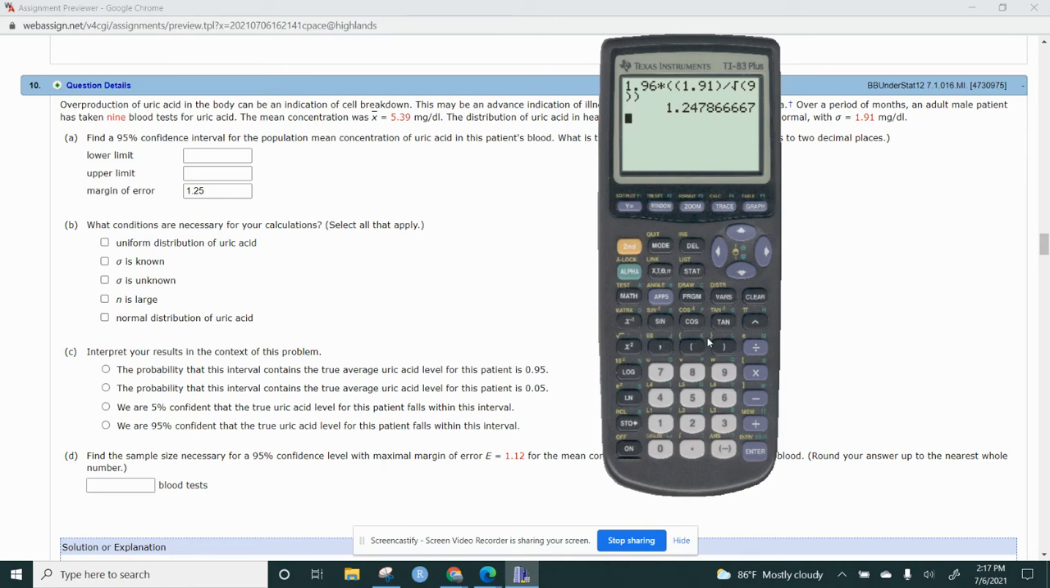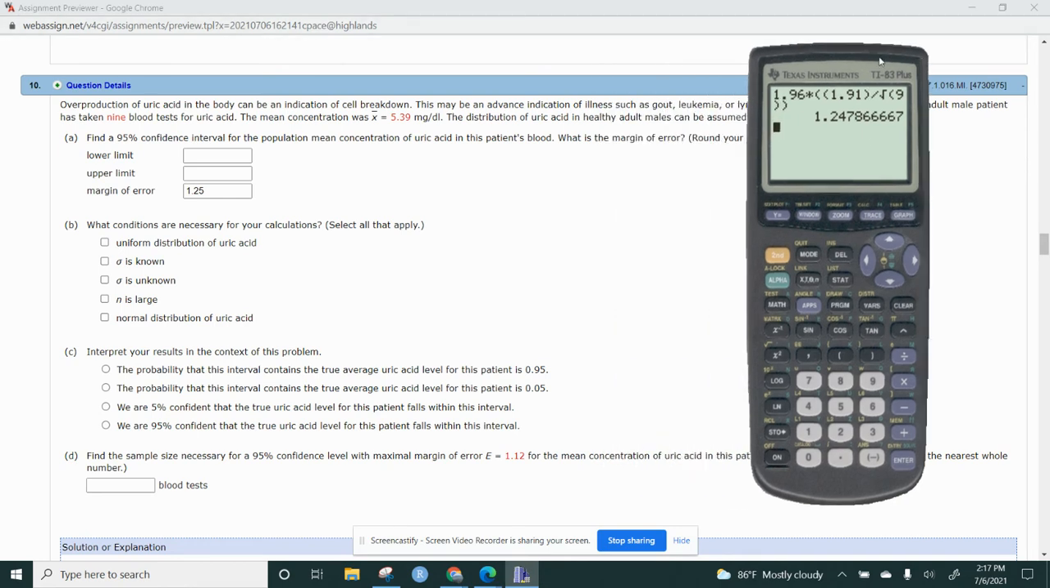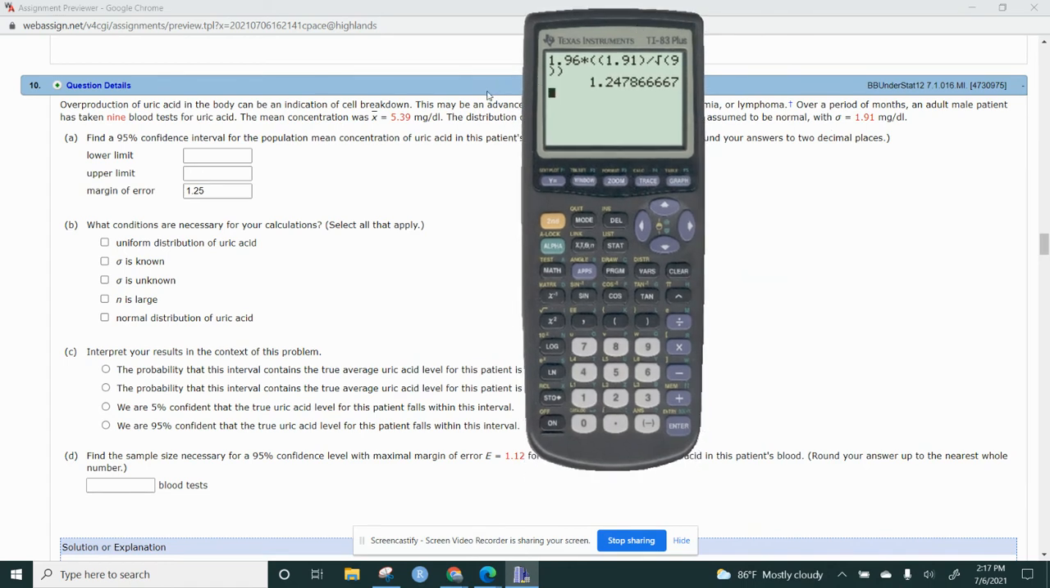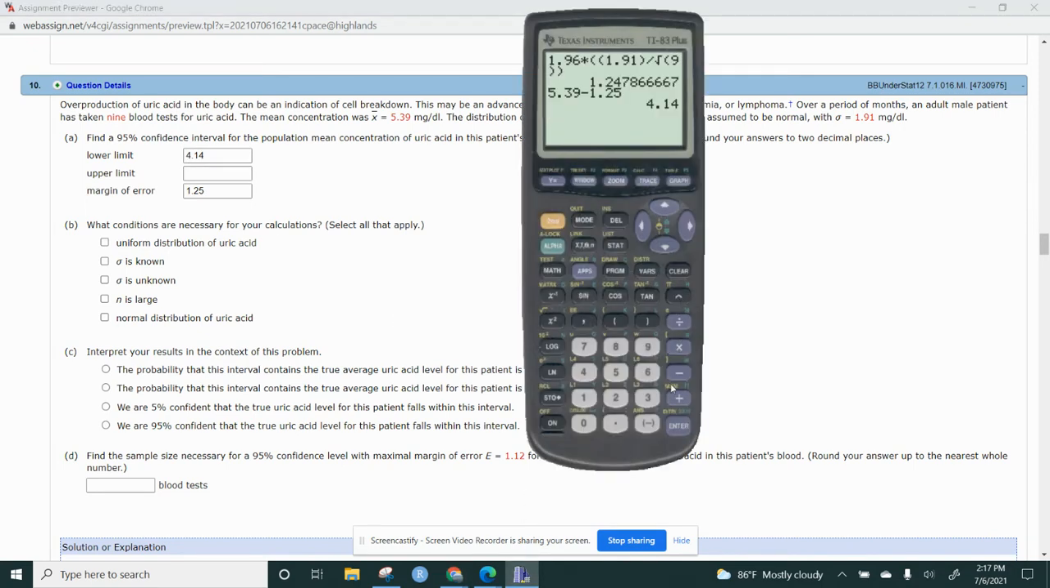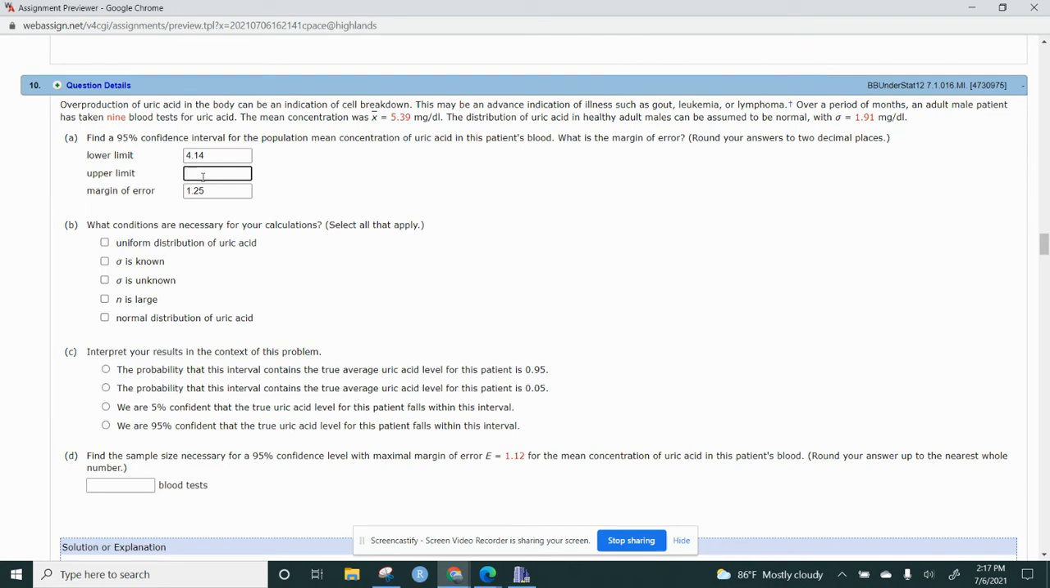So 1.25, and now I need to find the lower limit. I know my mean concentration is 5.39. So I'm going to do 5.39 minus 1.25. Hit that, and I get 4.14. Okay, and the upper limit, I'm going to do 5.39 plus 1.25. Okay, below the mean you subtract, above the mean you add. So 6.64.